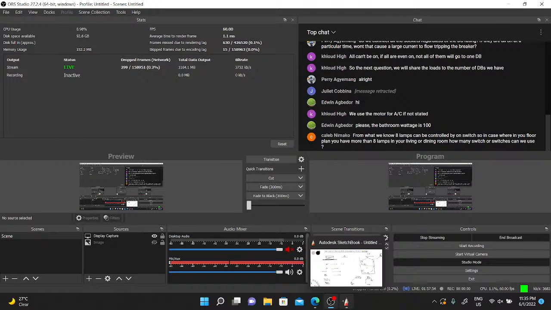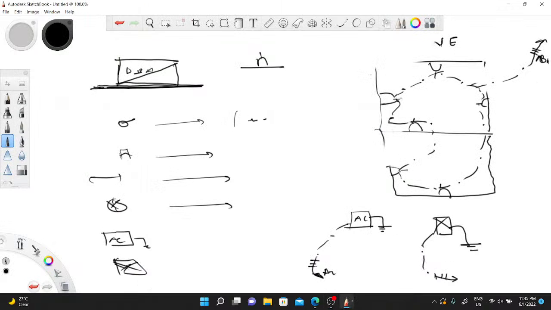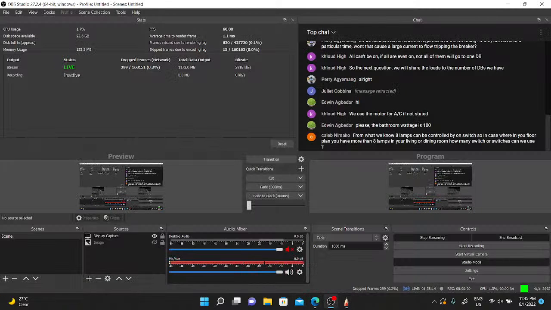If you have more than 8 lamps in one room, you just use two switches. Divide them among the two. Assume you have 9 lamps. You can use 4 to one switch, 5 to the other switch. Sure. Thank you very much.